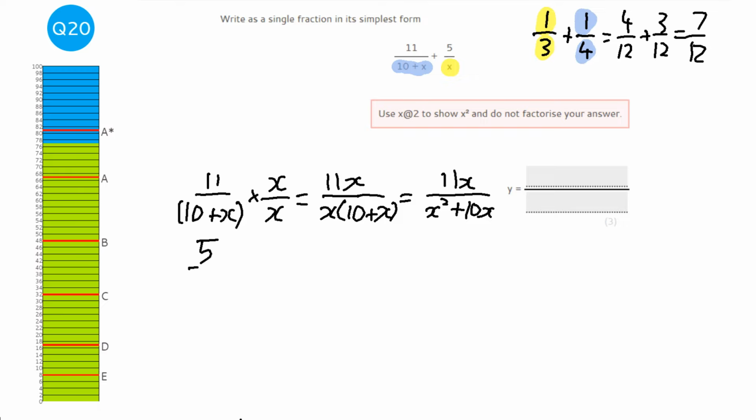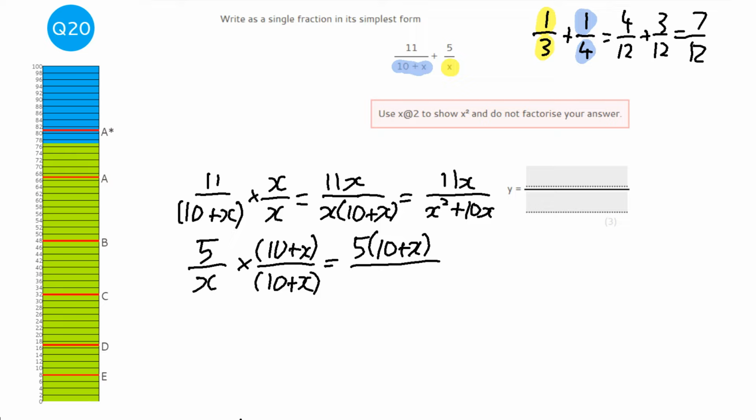So we're doing 5 over x, which is the fraction we're given. This time we're going to times top and bottom by that 10 plus x. Okay, so the top becomes 5 times that 10 plus x. And the bottom becomes, well, it's the same as before, the x brackets 10 plus x. So times in the top, 5 times 10 is 50, plus 5x. And the bottom, well, we've already done that, is x squared plus 10x.